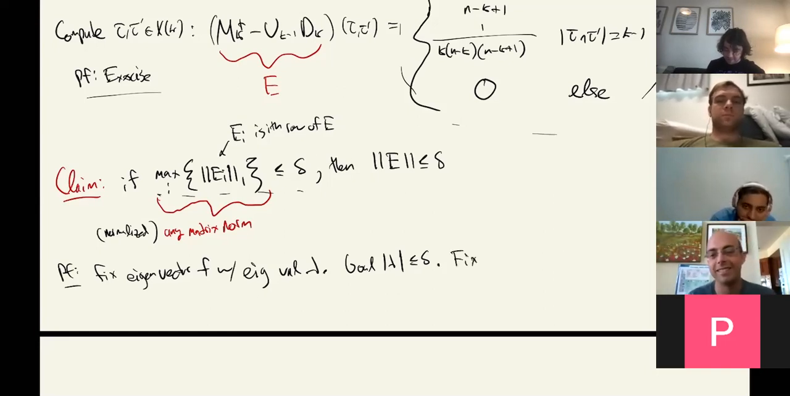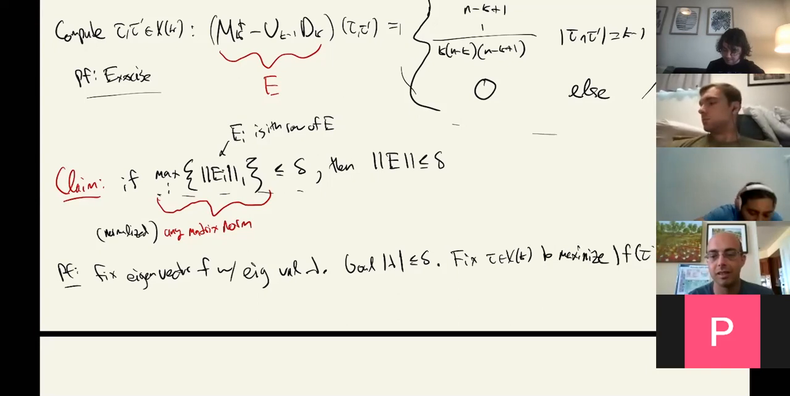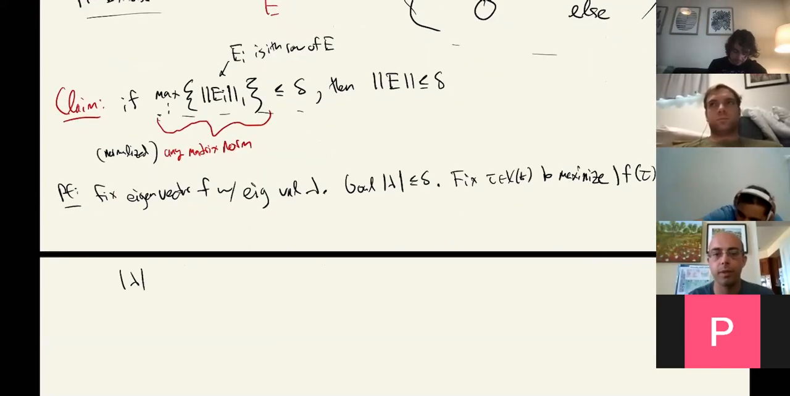So in this case, let's fix tau in X_k to maximize the absolute value of f, so to maximize f of tau. And then let's examine the following term: the absolute value of lambda times the absolute value of f of tau. The idea here is that f is an eigenvector, so lambda f can equivalently be written as Ef. Then you can use matrix multiplication to turn this into a statement about the sum of absolute values over a row of E. And this will give the connection to the maximum that we have. So let's go ahead and actually see this.